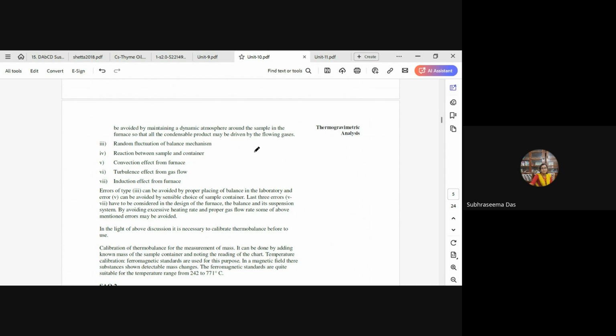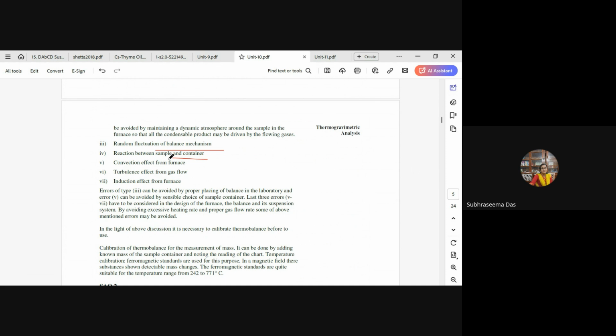Another error might also arise due to the random fluctuation of the balance mechanism. If there is any reaction between the sample and the container, that is also a source of error. If the convection effect from the furnace arises, it also gives rise to error. Error can also arise from the turbulence effect of gas flow or from the induction effect from the furnace.